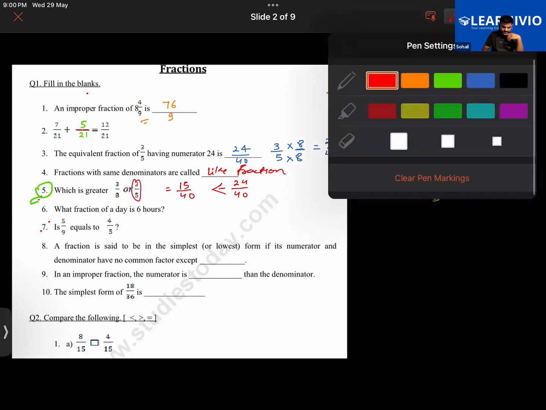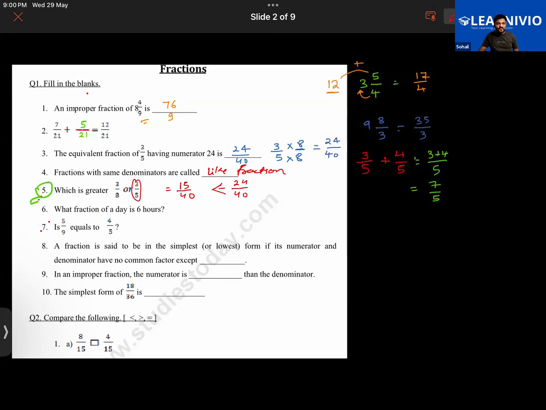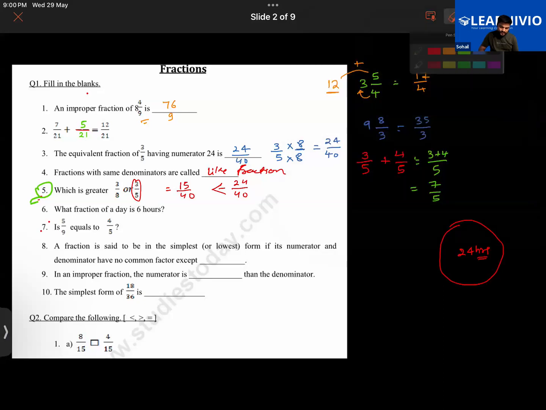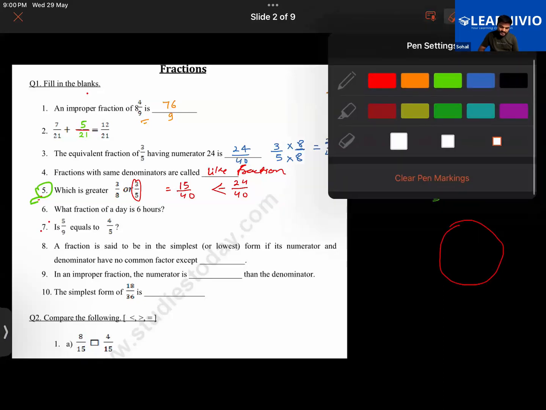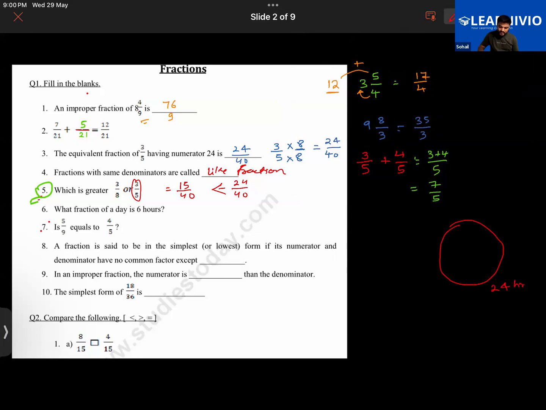Okay, question number 6. Question number 6 here says, what fraction of a day is 6 hours? Can you do this one? A day is 24 hours. So out of that 24 hours, what fraction is 6 hours? This complete circle, let's say, represents 24 hours. So this circle can be divided into different equal parts, like 6 hours, 6 hours, 6 hours, 6 hours. So you have to represent it in the form of a fraction.